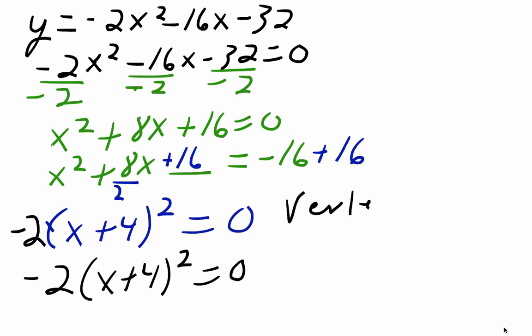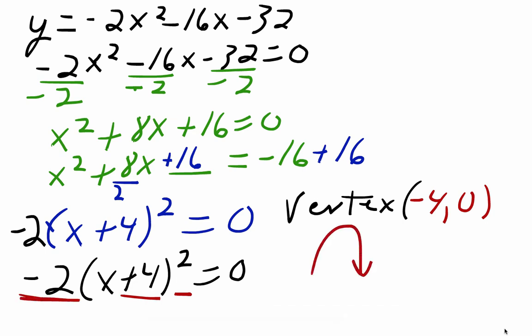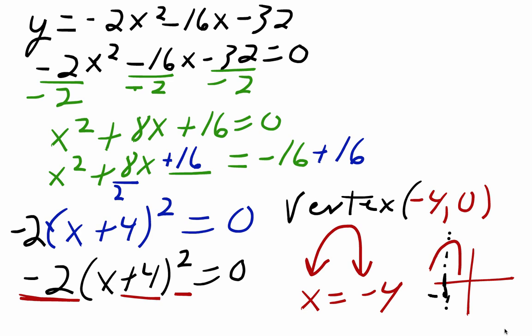So my vertex is, take that number and put its opposite, so it'd be negative 4. And since there's nothing in this spot here, it's going to be a 0. So that's our vertex. And also we're going to look at this number here. Since it's negative, my graph will be upside down. And the axis of symmetry would be at x equals negative 4. So that means it's going to look like this, upside down. I'm not saying that's exactly how it is, but this would be negative 4, and that's our axis of symmetry.